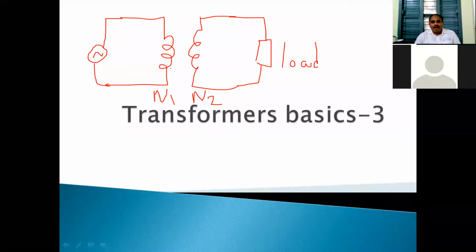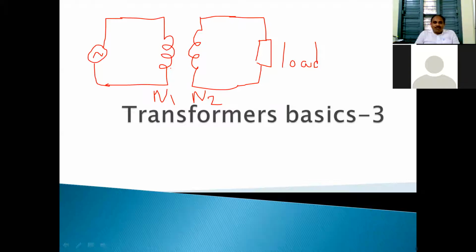Because the transformer is a static device, there are no rotating parts, so the losses are very, very small. There is only a small amount of copper losses and core losses. That's why the transformer is the most efficient device compared to other electrical machines.